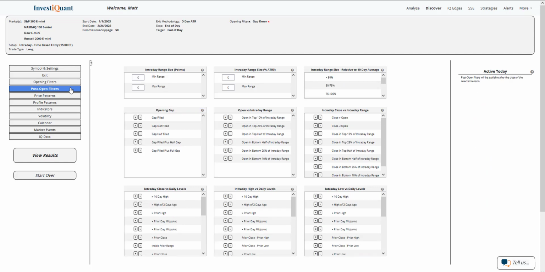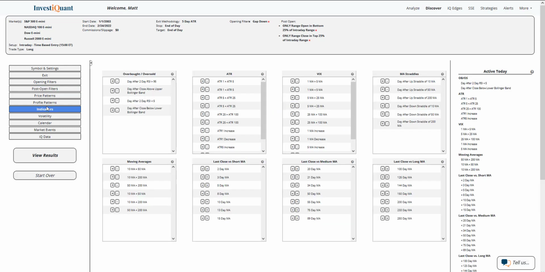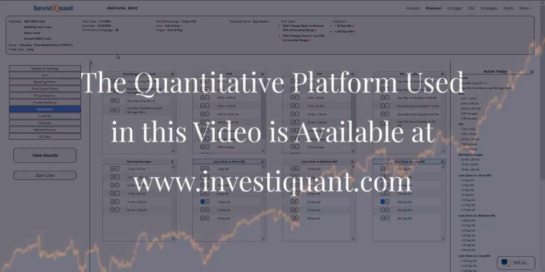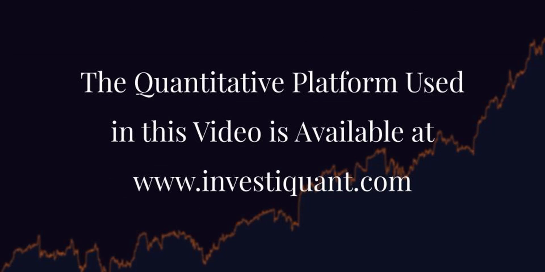If we go to post-open filters, I'm going to describe the action where the open of the session is near the lows. So I'm going to hit equals here, open in bottom 25% of the intraday range. And I'm going to do the study based upon trading in the top 25% of the intraday range as of 3 o'clock. So we don't know that that's true yet, but currently that's where we're trading right now. All right, next I'm going to do the indicators library here. I'm going to hit below a 10, below a 200-day simple moving average, so I can put us in a similar market environment. And now I can click view results.